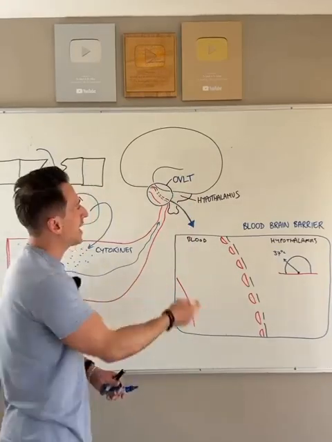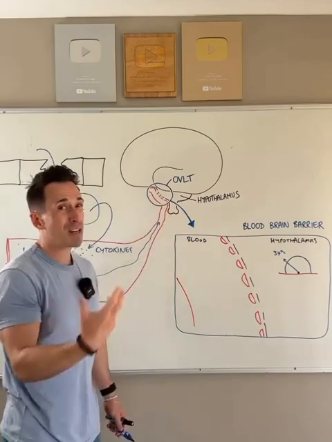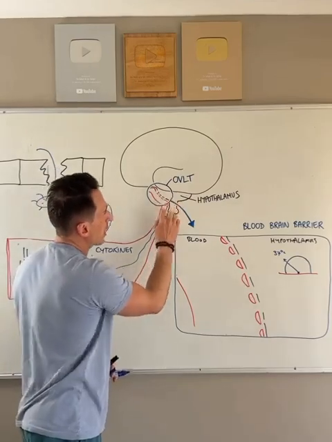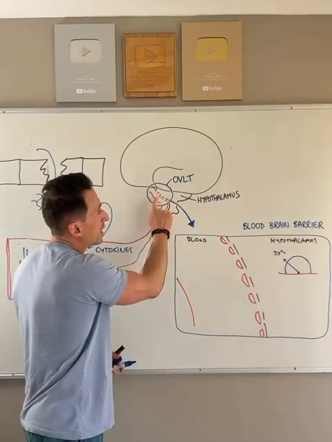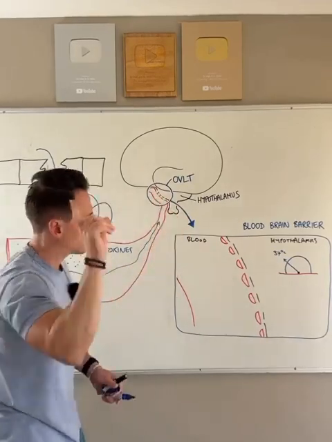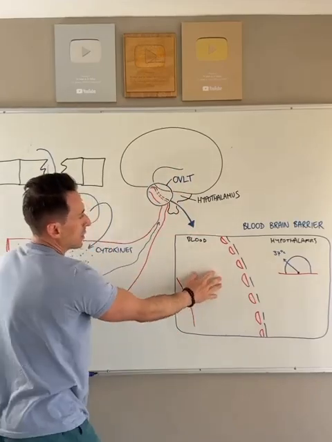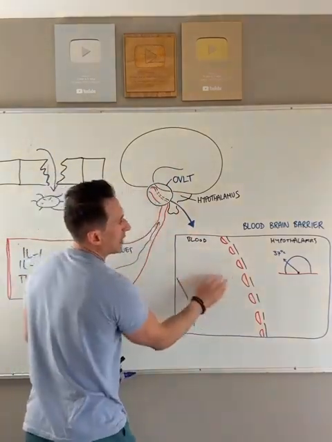OVLT stands for Organum Vasculosum of the Lamina Terminalis. Who cares what that means? But effectively, it's an area where the blood-brain barrier is pretty crappy and a thin membrane, and it's very close to the hypothalamus. Effectively, things that are in the bloodstream here can move past, all right? So let's zoom in, right? So here's that blood area, and then here's the hypothalamus.